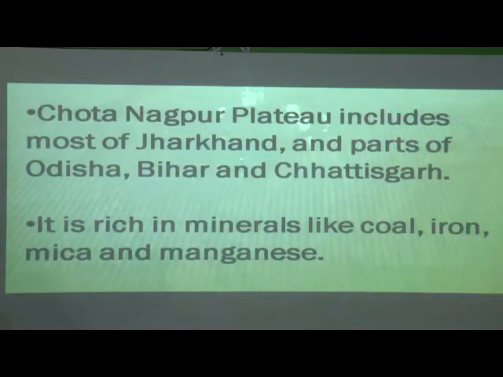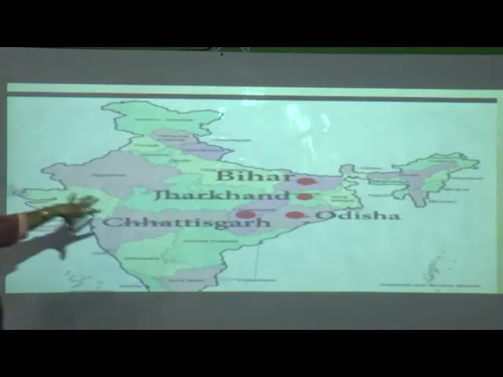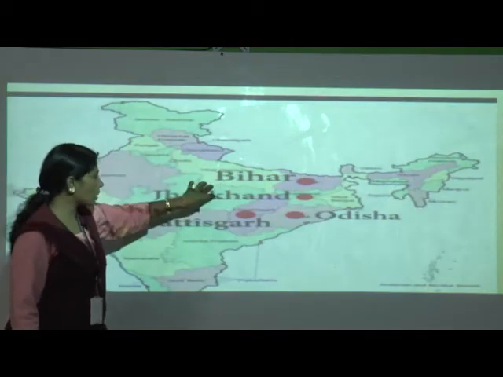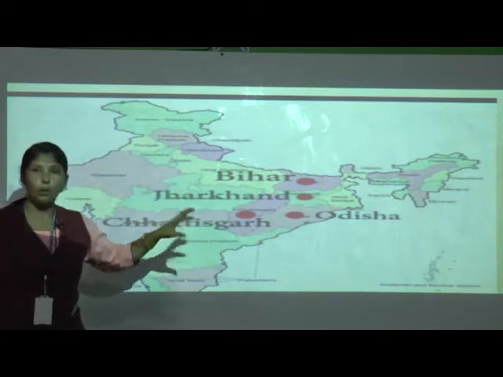Now, the Chotanagpur Plateau includes most of Jharkhand and parts of Odisha, Bihar and Chhattisgarh. It is rich in minerals like coal, iron, mica and manganese. Let us see here. It includes Bihar, Jharkhand, Chhattisgarh and Odisha. It is rich in minerals.